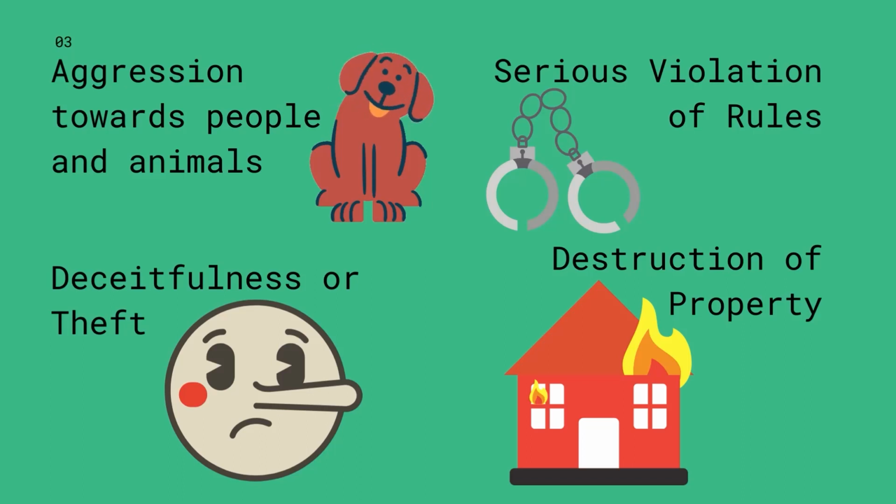Property destruction. This child may deliberately set things aflame with the intention of causing serious damage and may deliberately destroy others' property. All these must seriously impair social and educational functioning in everyday life to be criteria for diagnosis.